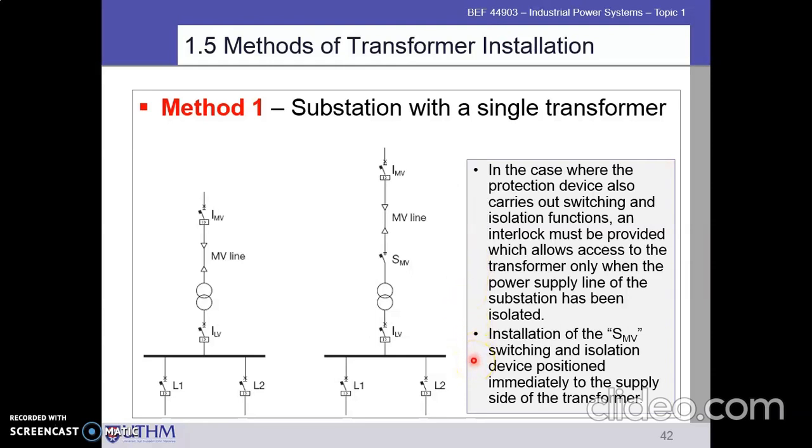Isolation of the MV switching. This one is the switching and isolation device positioned immediately on the supply side of the transformer. Okay, this one is the incoming from transmission. And this one is the transformer to step down the voltage and then going to the load. Okay, this is all the load.